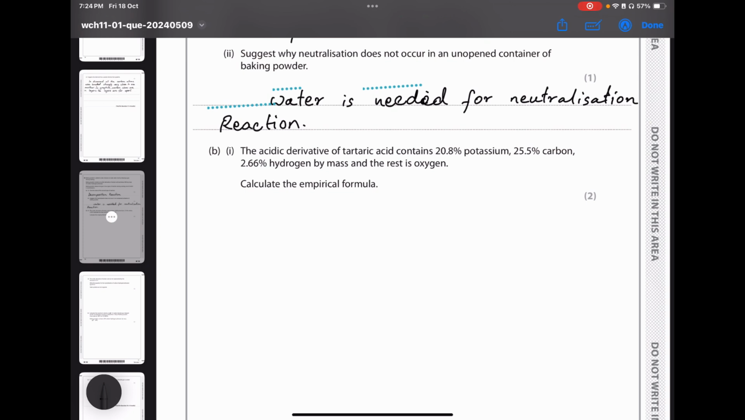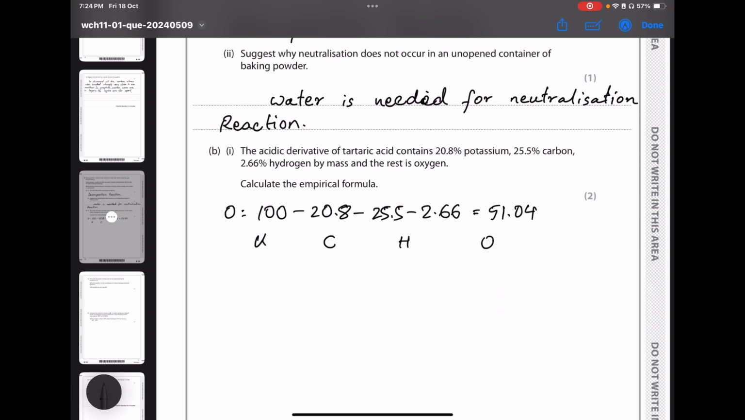rest is oxygen. Calculate the empirical formula. Let's find out the oxygen first. So oxygen is going to be 100 minus 20.8 minus 35.5 minus 2.66. If you plug in the values in a calculator, you will get that the value is actually 51.04. Now to find the empirical formula, we write down potassium K, then carbon, then hydrogen, and oxygen.